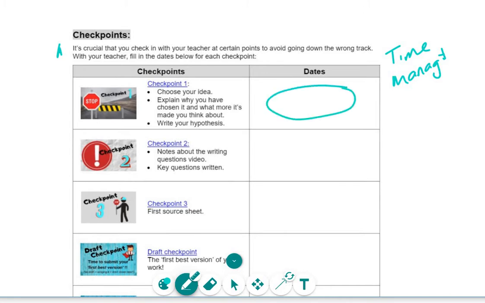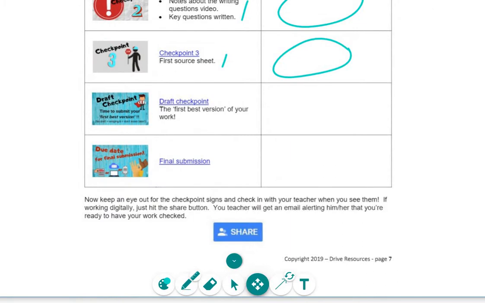So you'll probably do this as a class and just fill in all these dates and then put them in your diary or something. Okay, so these are all your checkpoints. You can click on those hyperlinks there and it'll take you to the actual part where you're supposed to be working. There's also a little descriptor down here to say what each of the checkpoints is. Okay, I think that's it for that page. Yep, keep an eye on the checkpoint signs and then share. Just hit share if you're working digitally. Your teacher will get an email and it will let them know that you are ready for your work to be checked.